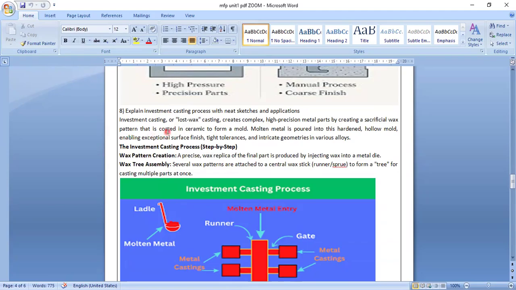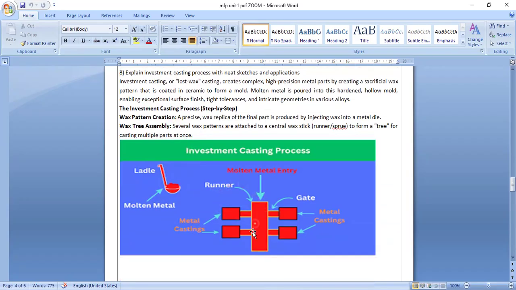Next question we are going to take. Explain the investment casting process with neat sketches and applications. So investment casting is also one of the casting processes like centrifugal casting or die casting. So here you can see investment casting. Here this is the runner, these are gates, this is the metal casting. So here where the metal has to be cast, settled here. So a ladle is used for pouring the molten metal from this one. So this is investment casting. So one, two, three parts at a time. Four investments are done. Four products are produced. So this is called the investment product.